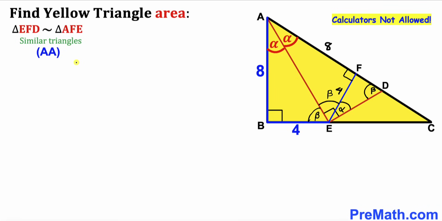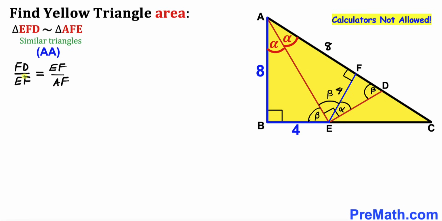So we are going to have a proportion, a ratio of FD and EF. Let me write it down: FD divided by EF is going to be equal to the ratio of EF and AF. Let me write down the ratio of EF divided by AF.